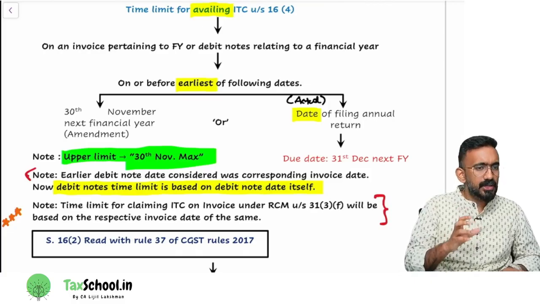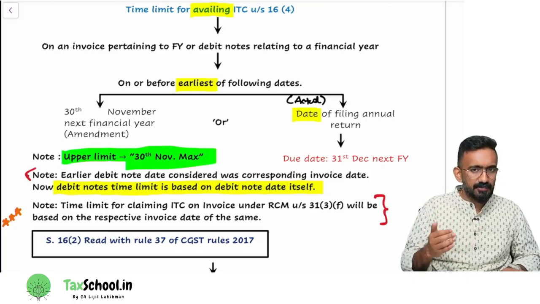Say April to March is the financial year. In April, I have made a purchase.